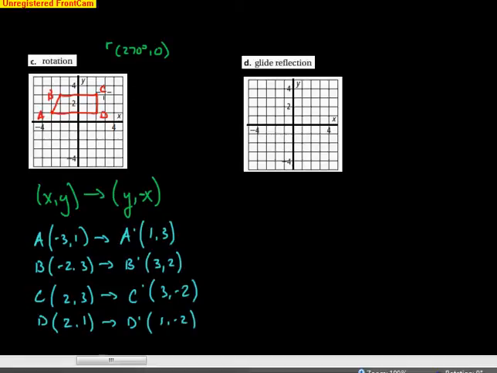So it should be somewhere over here on the right side of the graph. So (1, 3). That's A prime. (3, 2). Oh, I'm sorry, I did A prime wrong. (1, 3). (3, 2). (3, -2). And (1, -2).